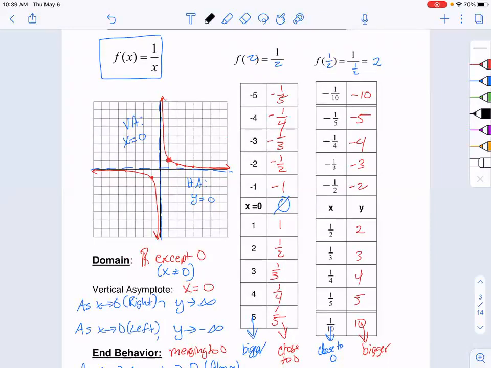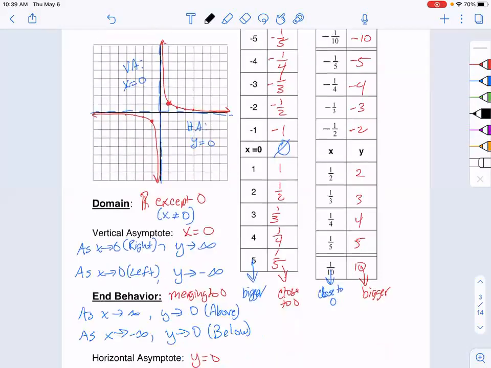Does that make sense? So we're just taking every output number and adding 5 to it, and that takes the whole graph and shifts it up by 5 units. And it takes that asymptote that is the guideline for the graph and also shifts it up 5 units.